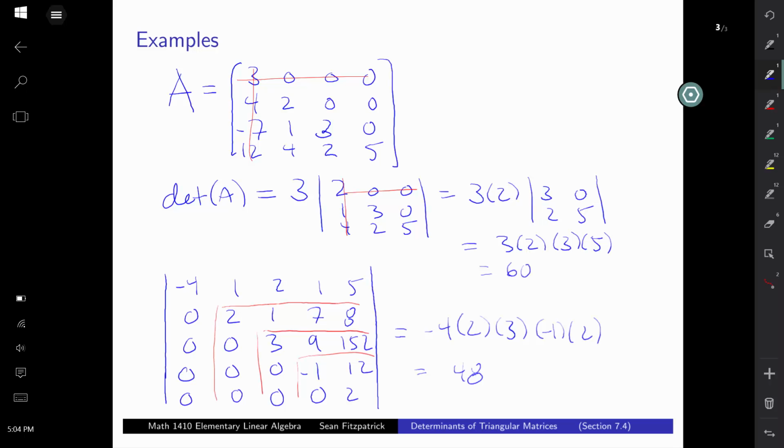So if we've got triangular matrices, we're happy because determinants are easy for triangular matrices. In the next couple of videos, we'll go over how to actually reduce a matrix down to triangular form. How do we get our matrix down to triangular form? We use elementary row operations to create zeros. We'll see how that's done in the next couple of videos.